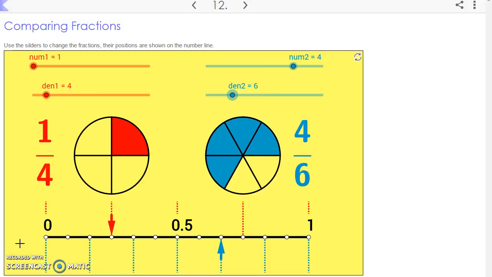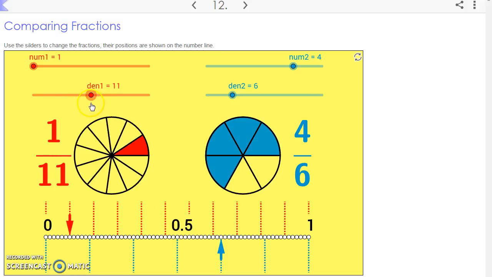Another way I would use this tool is when I'm teaching students about what numerator and denominator really mean. As you can see, this tool says num and den to represent numerator and denominator, but I would probably use the transparent function on the smartboard and actually write out numerator and denominator to avoid confusion. So as you can see right now, the numerator is 1 and the denominator equals 4, so that means this fraction is 1/4.